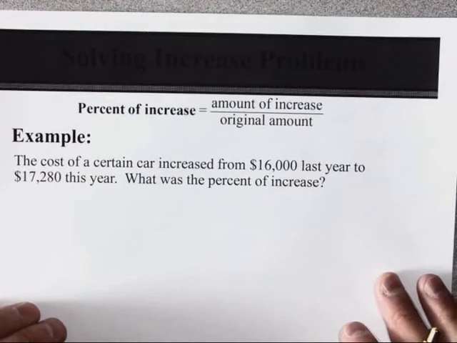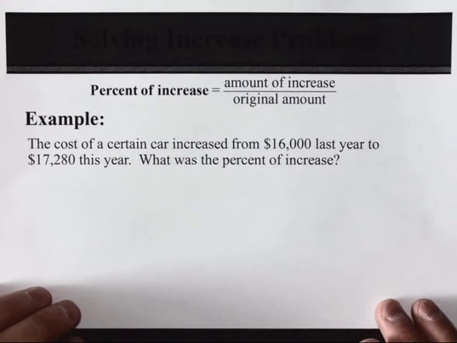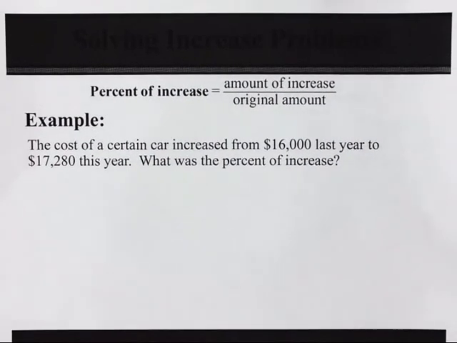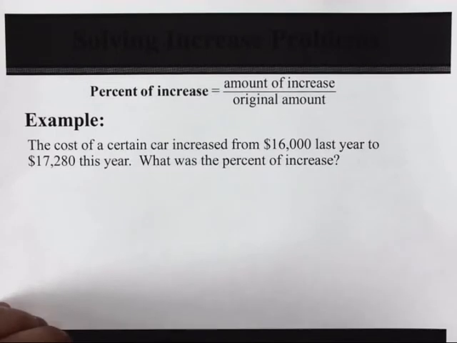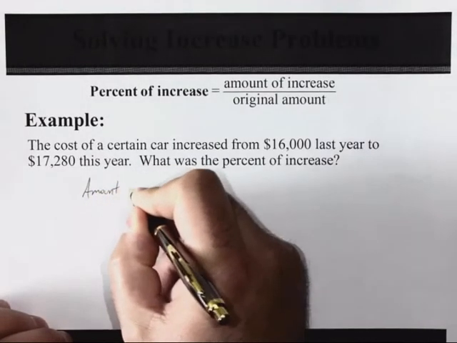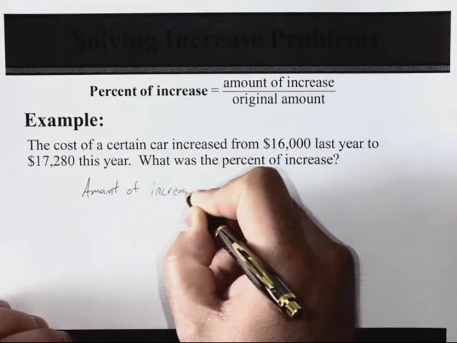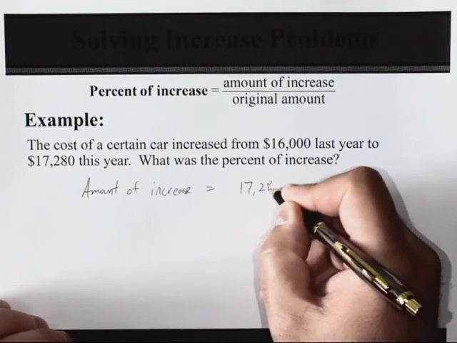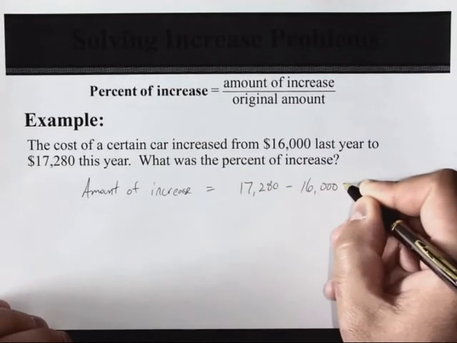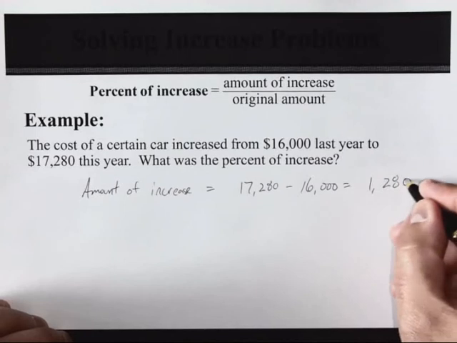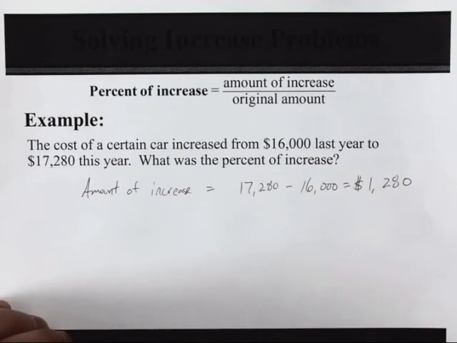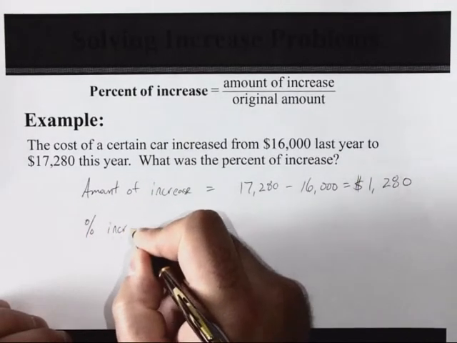Percent increase. So you see this statistic quite a bit in the news. You take the amount of increase over the original and then make that into a percent. So here's an example. Cost of a certain car increased from $16,000 last year to $17,280 this year. So then the amount of increase can be found by subtracting those two, which is $1,280.